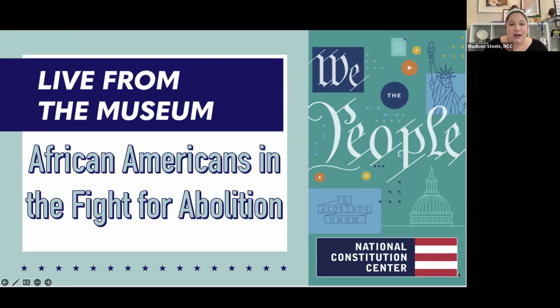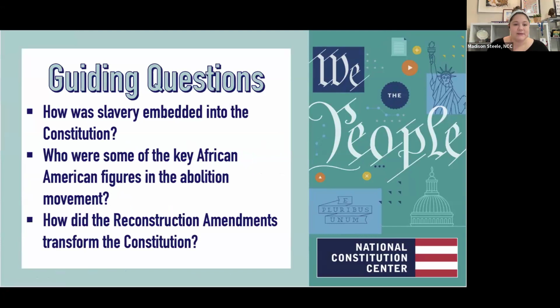Now, these are going to be the guiding questions that drive our time together today. Number one, how was slavery embedded into the Constitution? We're going to take a look at that. And we're also going to explore some of the key African-American figures in the abolition movement. And then finally, we'll end with the Reconstruction Amendments and really looking at how those 13th, 14th, and 15th Amendments transform the Constitution. So we have a lot to do and a lot to see.